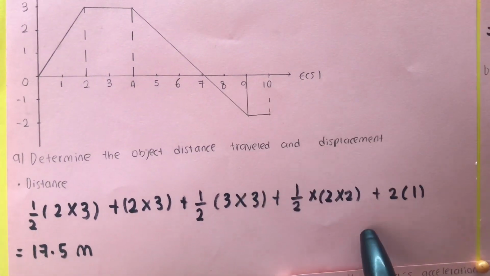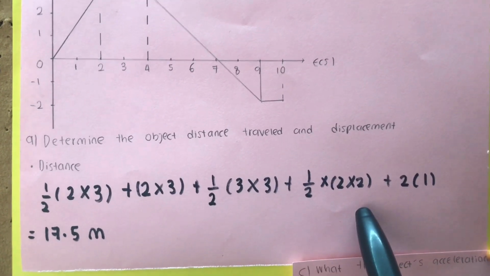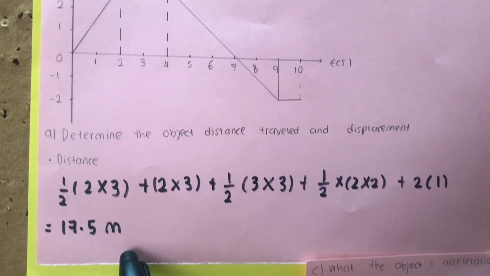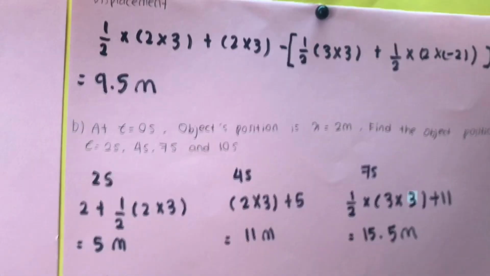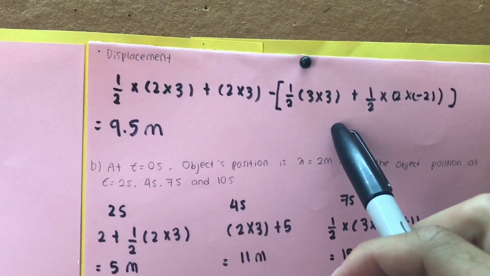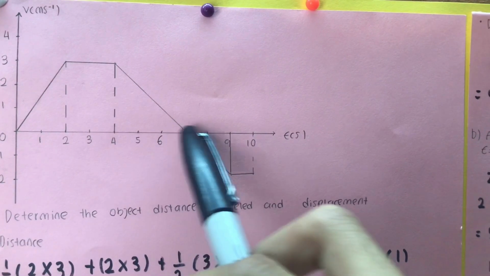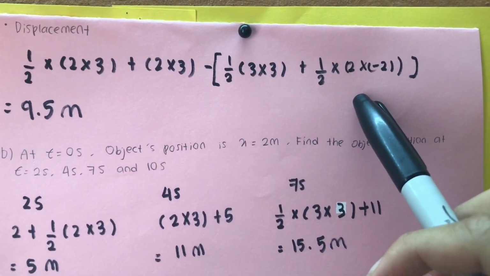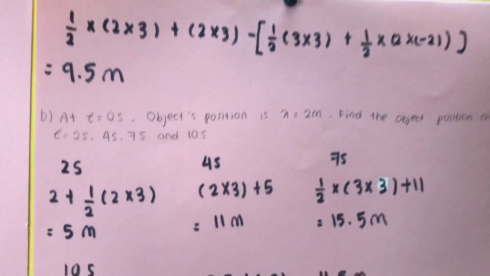Why don't we put the value negative 2? Because we want to find the distance. So in total we got 17.5 meter. And the next question is about the displacement. It is also the same, but we need to subtract this one. So we need to put the value negative 2, and we got the answer 9.5 meter.